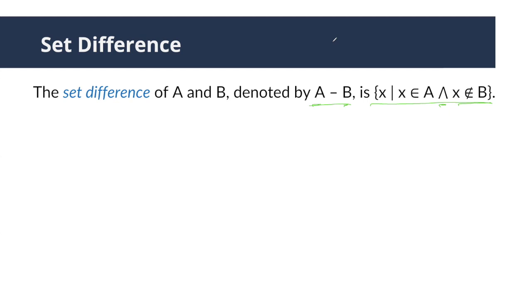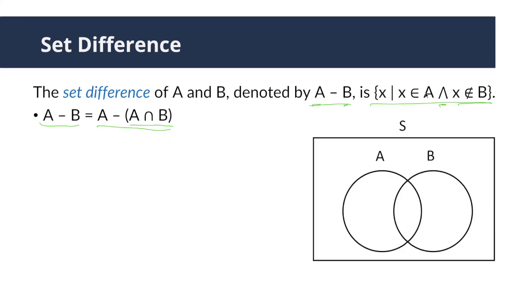And based on this definition, we can have this equation. A set minus B is equal to A set minus A intersect B. Why? We can first use the Venn diagram to illustrate it. Then we can prove this equation later on.